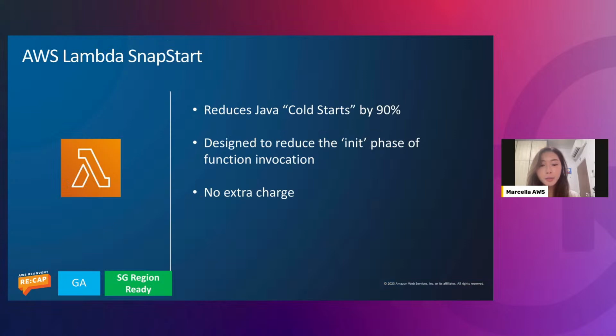So that is why last year during re:Invent, we announced what we call AWS Lambda SnapStart. This is a new feature that you can turn on for individual functions without any additional charges. It reduces your Java cold start by approximately 80% to 90%, and is available for the Java 11 runtime.